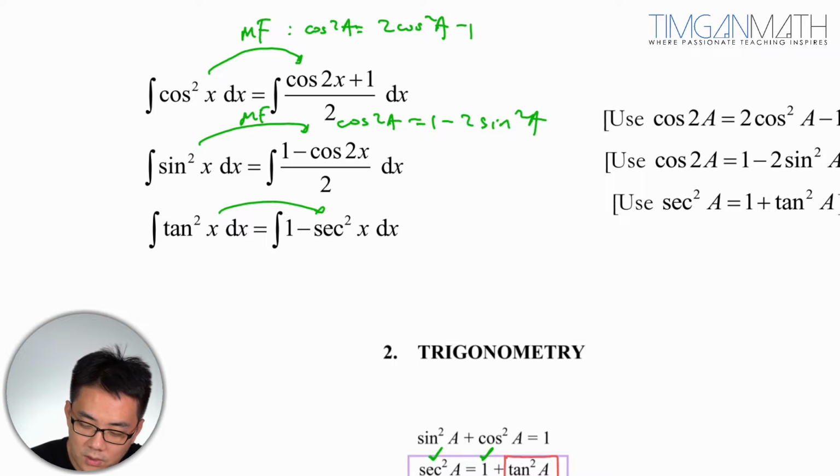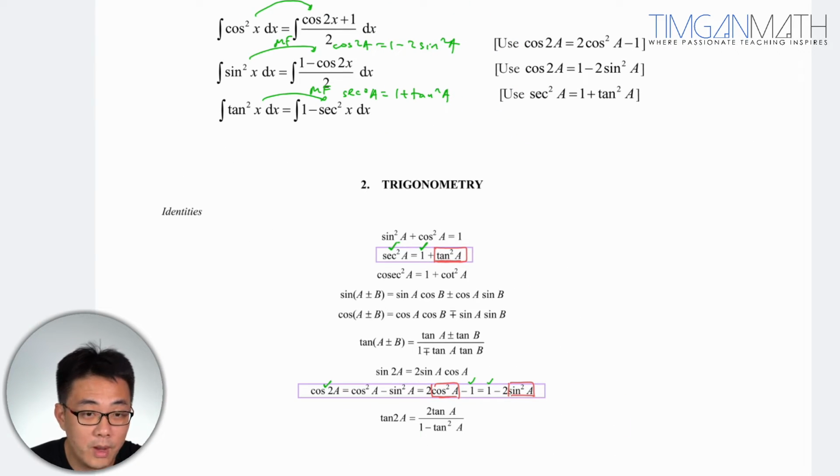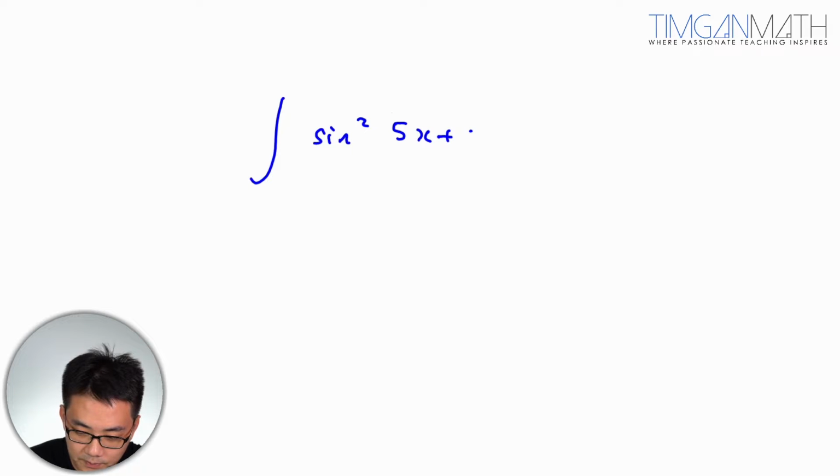For this over here, you're using secant square a equals 1 plus tangent square a. So try not to memorize this concept here. For example, say the question asks me to find the integral of sine square 5x plus 1. Of course, offhand I can't integrate sine square 5x plus 1.